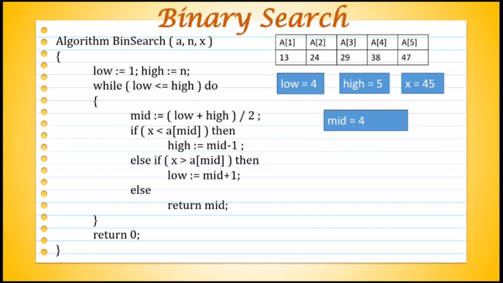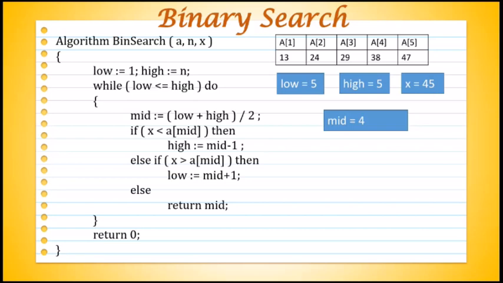Yes, this condition is true. That means we will change the value of low, that is mid plus 1. So 4 plus 1, that is 5. So the new value of low will be 5. Because the previous condition of the while loop was true, we will again go and check the condition.